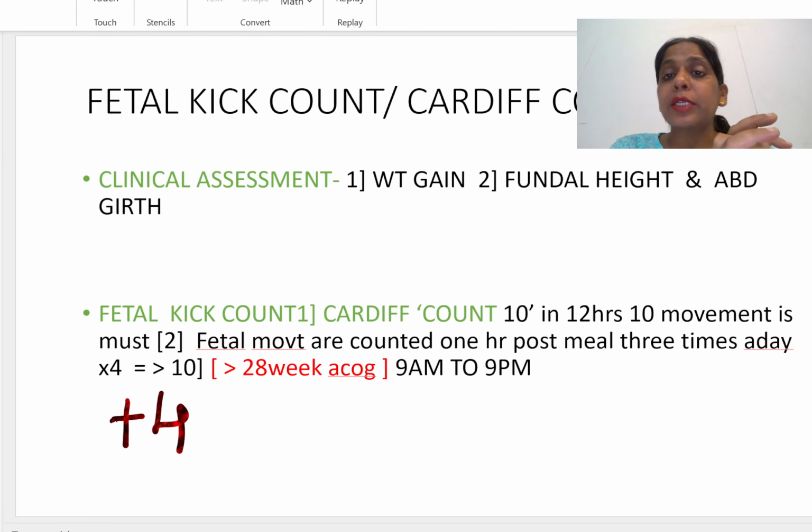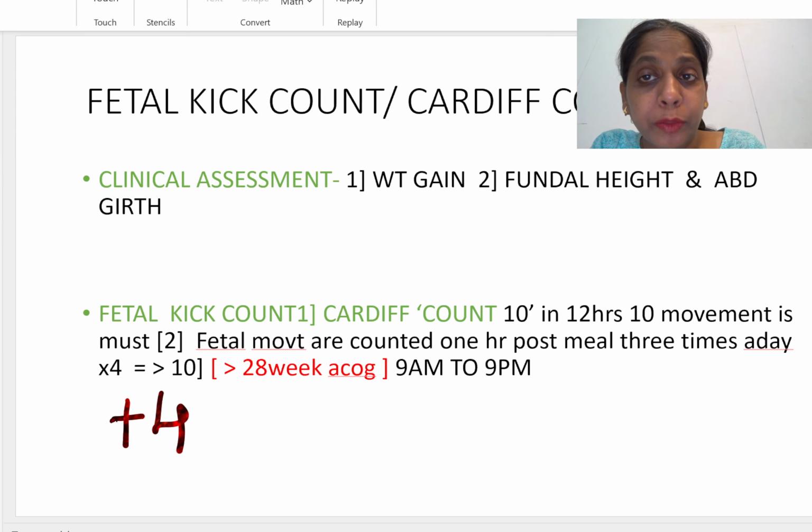Now those 12 hours will be the hours in which the patient is awake, not sleeping, right? So 9 a.m. to 9 p.m. They calculated that this is the average time, the time when almost every female is awake. So they said that from 9 a.m. to 9 p.m. there should be 10 kicks. That is known as the Cardiff count of 10.